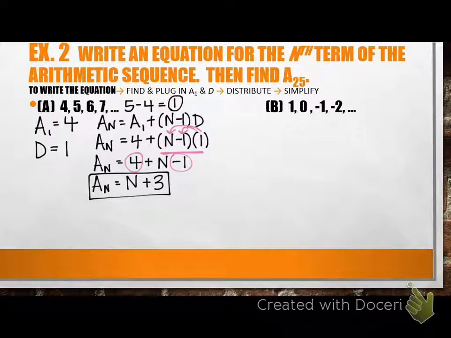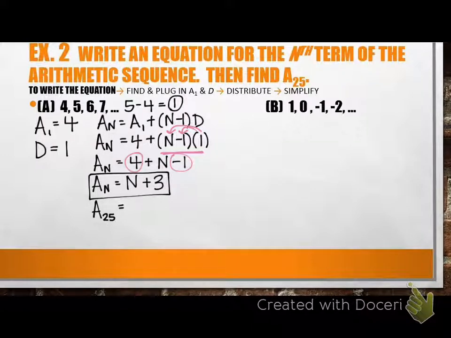So here's what that means. I can now find any term that I want. I can find the 100th term in this list. I can find the 16th term in this list. I can find the 2000th term in this list if I wanted to. But what have they asked us to find? Go back to the directions. It says, then find 25th. A sub 25. So right underneath the equation that you just boxed in, let's put A sub 25.